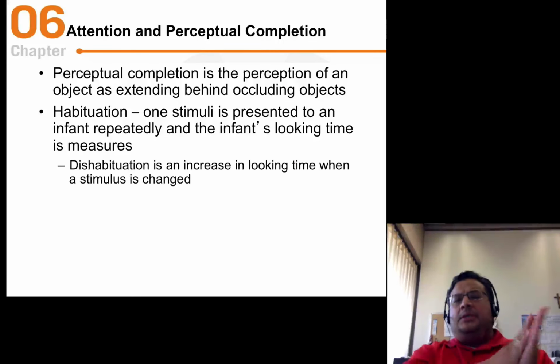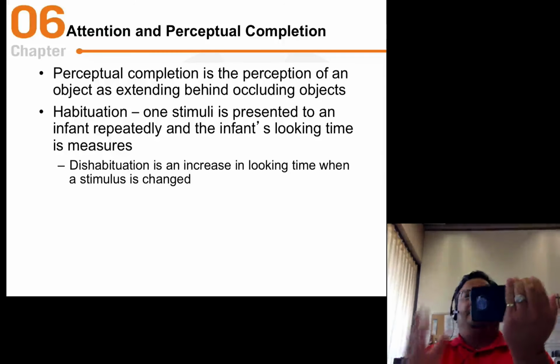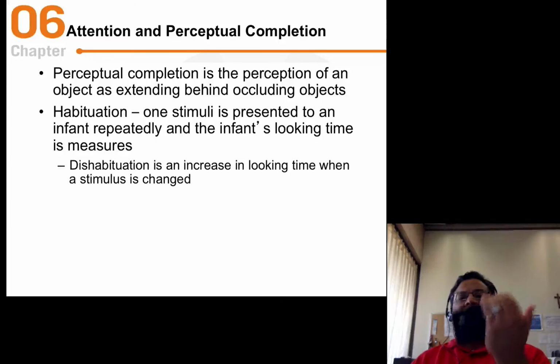Another aspect of attention is perceptual completion. This is something we do all the time, right? Obviously, if we have a cell phone and I cover half the cell phone, it didn't disappear. We were able to complete that. One of the ways that we can measure perceptual completion in infants is through the study of habituation.